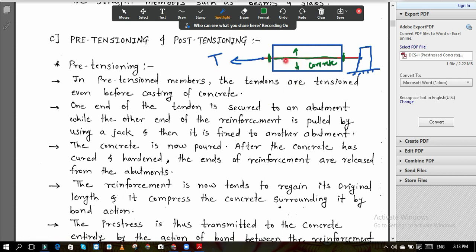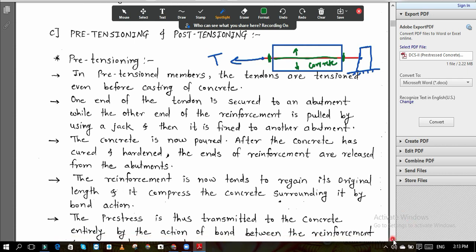Okay, this will get compressed. Elongation happened first, and after it is removed, what is the steel going to do? It is going to regain its original shape and size. So at that time, while regaining its original shape and size, the steel is compressing. The same force is transferred to the concrete due to the bond action between steel and concrete.